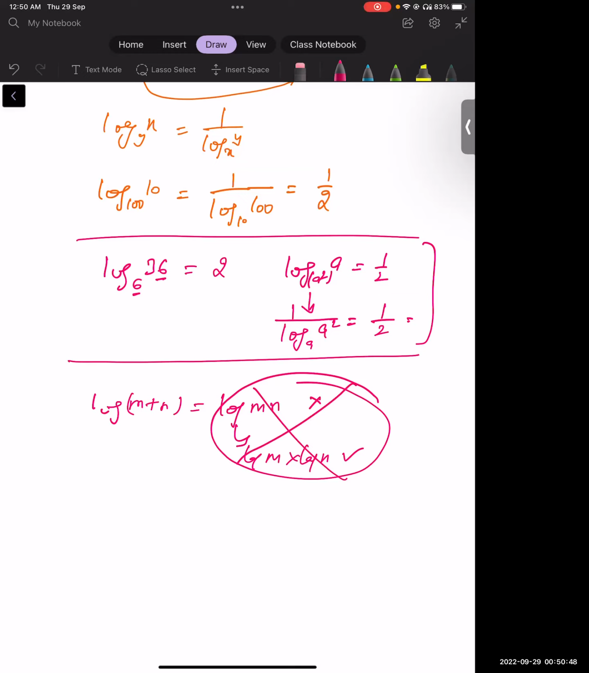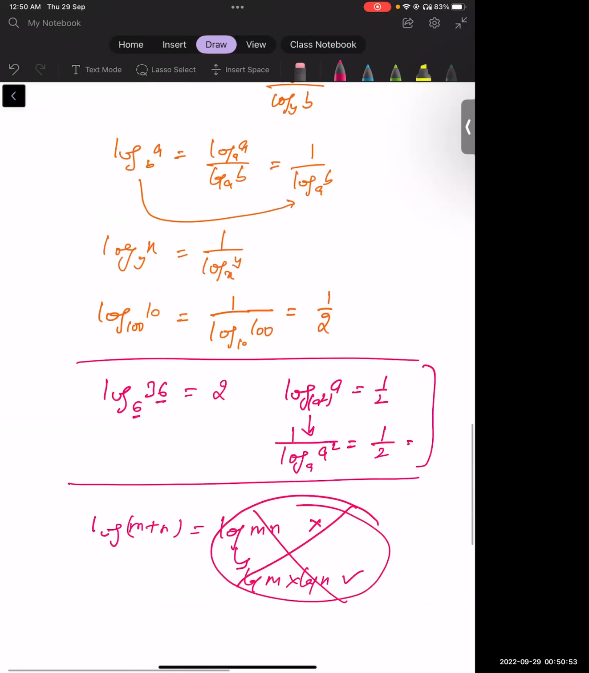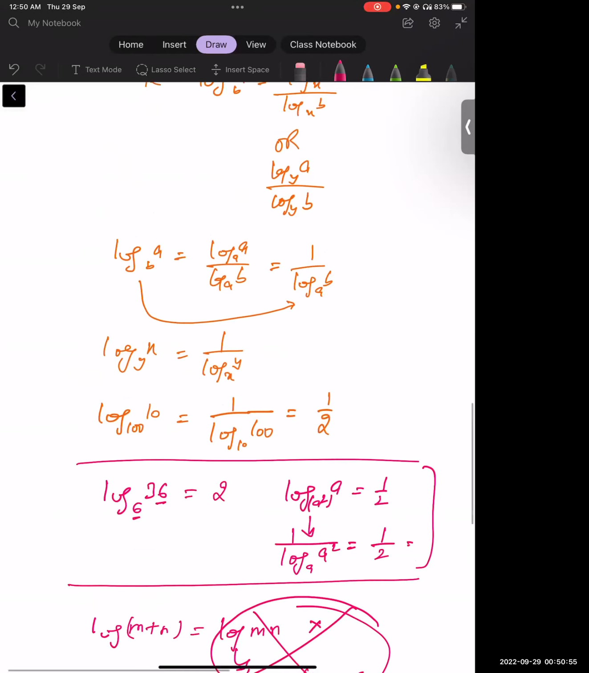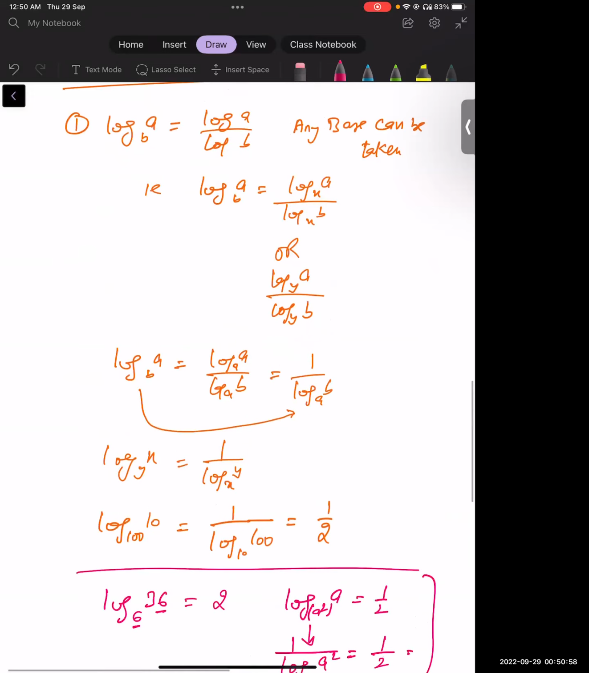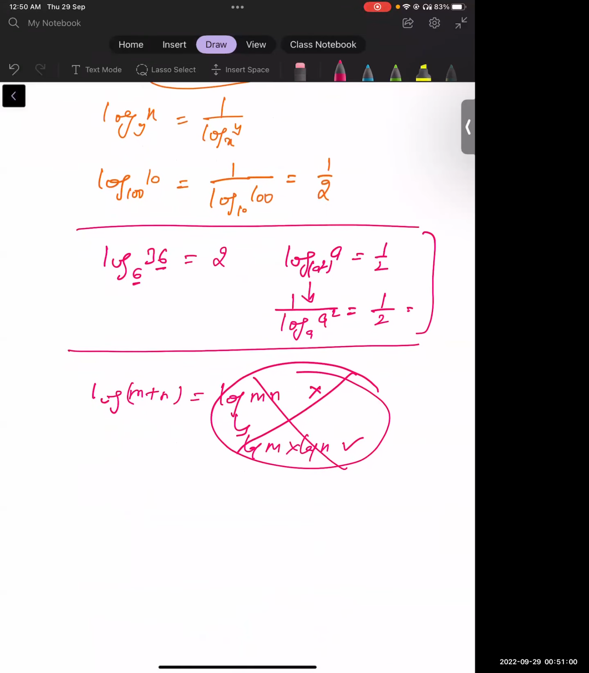That is a major problem. Because students know the property and they know that the product becomes add and addition becomes product, but it is not there. It is log m plus n. It is not log m plus log n. Still the students do it wrong and they apply the property because they don't remember that it is not log m into n, or there is no such property which can bifurcate log m plus n. It is neither equal to log m plus log n. This one is also wrong.